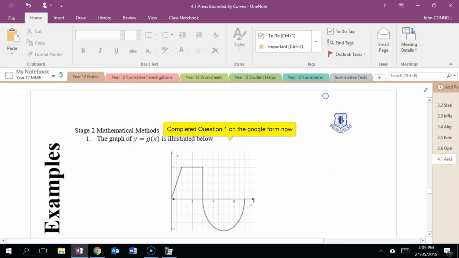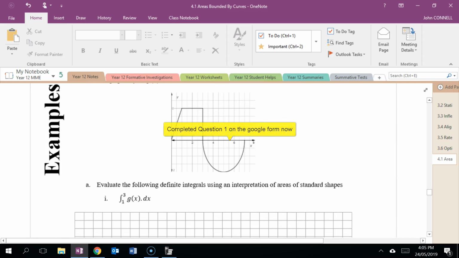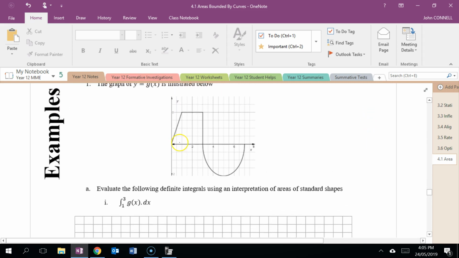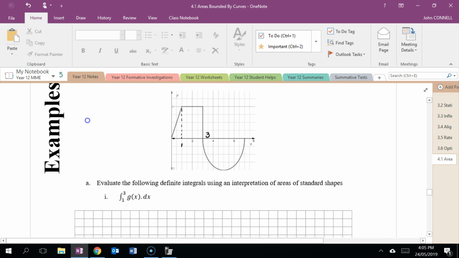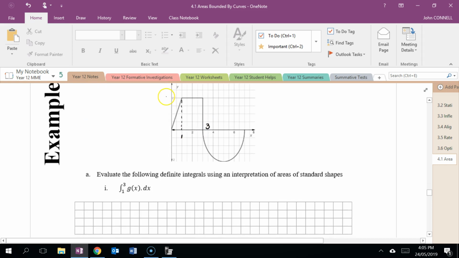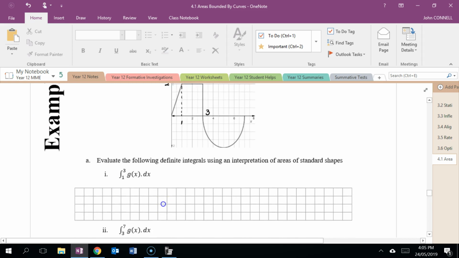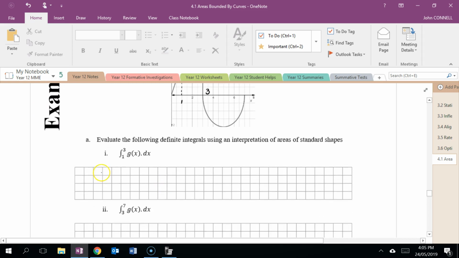Okay, alright, so if we have a look at this function here, we've got known areas that we can work with. So we've got to evaluate the following definite integrals using an interpretation of areas as standard shapes. So the integral from 1 to 3, well, here is 1, halfway between 1 and 2. Here is 3, halfway between 2 and 4. So we've got a rectangle, and it may be hard to see, but that's a height of 2. So the area of the rectangle is equal to the definite integral because g of x is greater than 0.